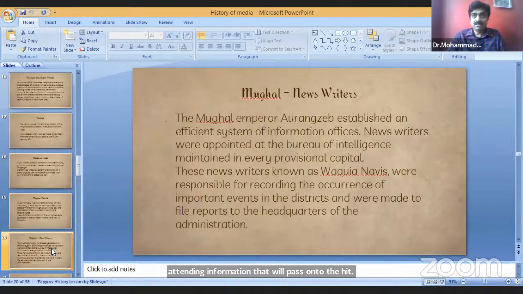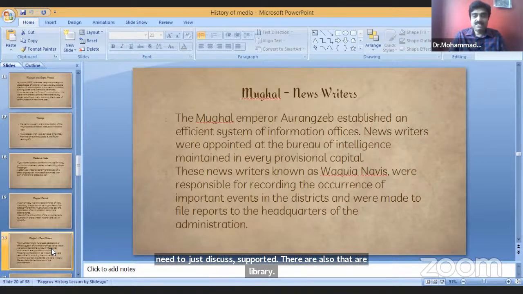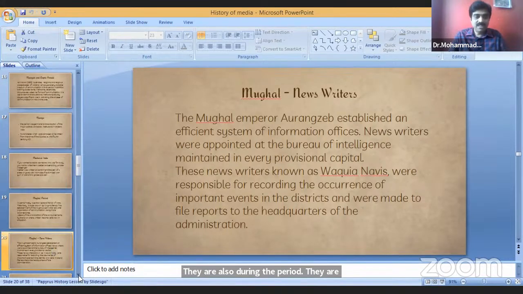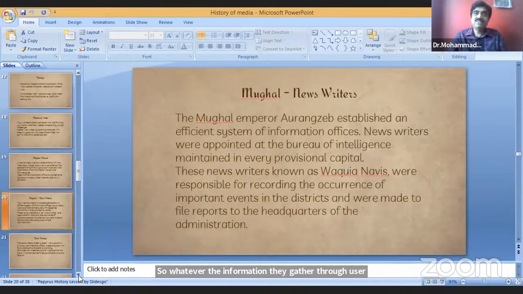In that way they were able to preserve what kind of incident and what kind of activities happened. One more thing we need to discuss is the library. During this period they also established a library system. Whatever information they gathered through news writers, the narrated incidents and activities, was preserved in the libraries and referred to as a book.